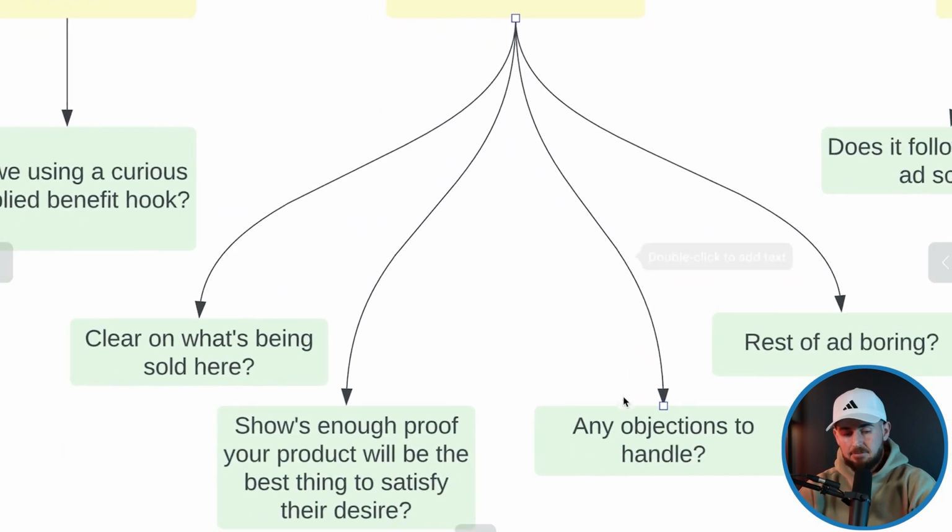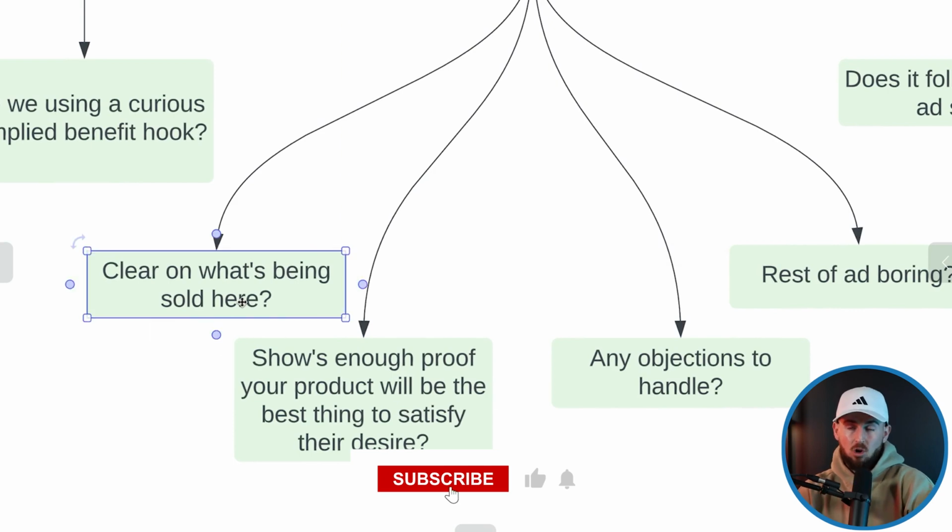Next thing is the rest of the ad itself. So this is everything after the hook. Is the ad clear on what's being sold here? There have been hundreds of ads I reviewed where it just goes boom, boom, boom, boom, like this, the whole ad, and you have no clue what's being sold because it bounces around from idea to idea, and it's not a steady sales process.